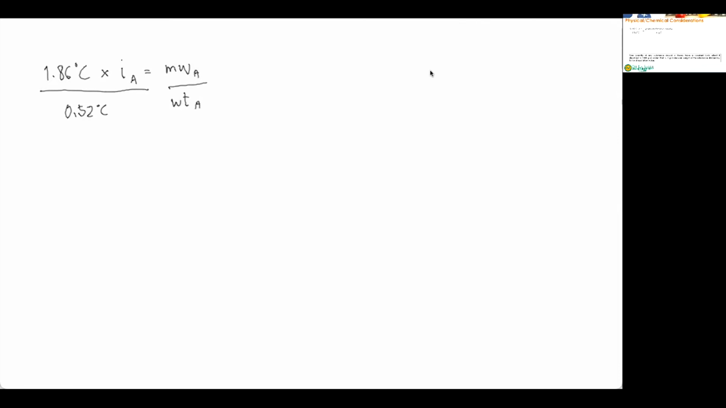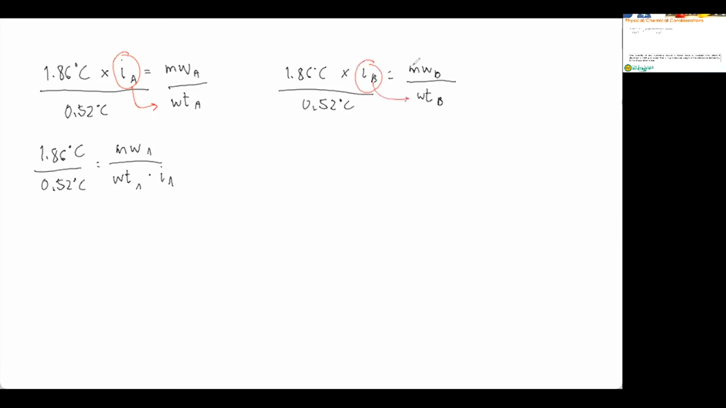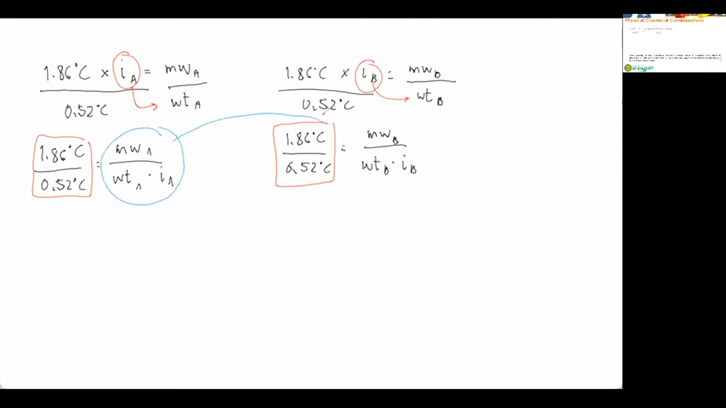Now let us transfer I over here. Now if you have another substance B, then the proportion will appear like this. Once again, we transfer the I value over here. Now, what you will see in this particular slide is that this is a constant value. This is also a constant value. And we can therefore say that this is equal to this. Rewriting the proportion, we have molecular weight of substance A divided by weight of substance A times the I value of substance A equals the molecular weight of substance B divided by the weight of substance B times the I of substance B.